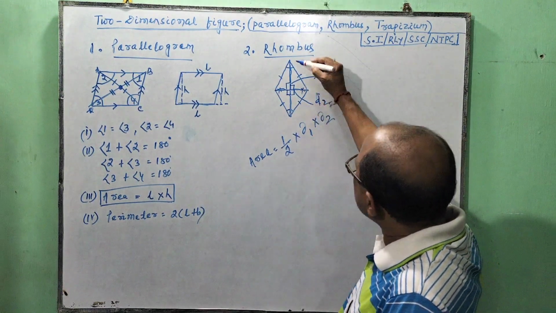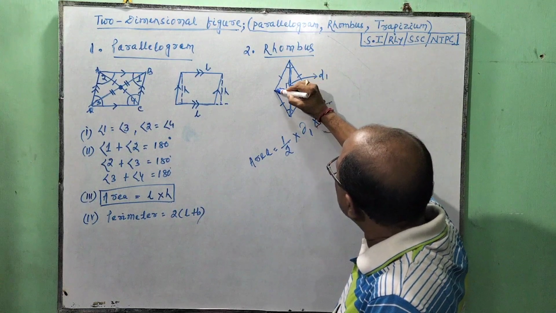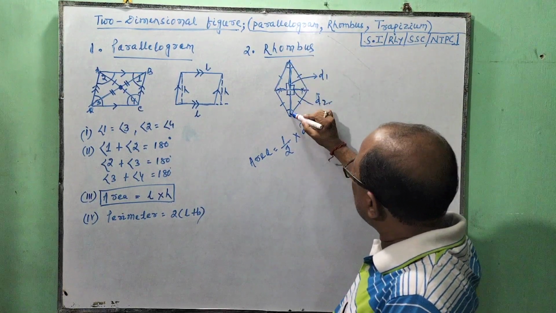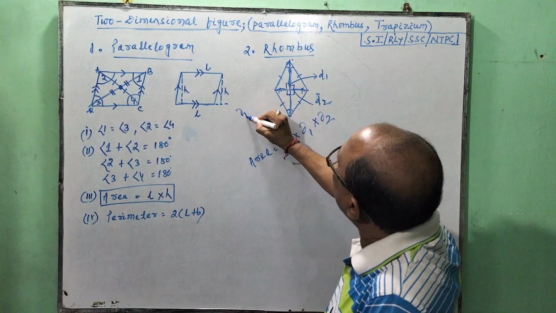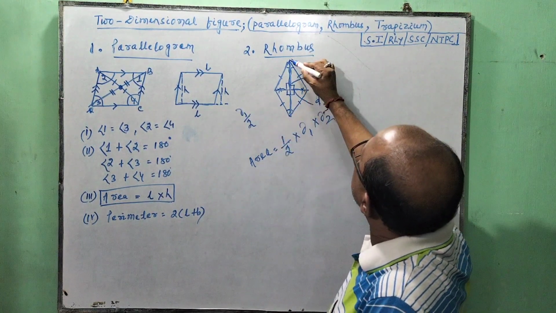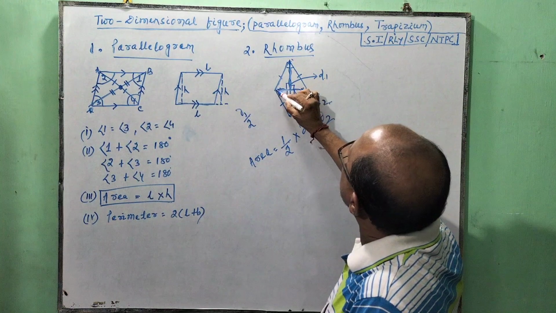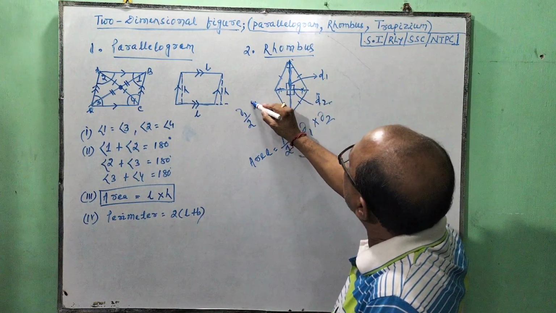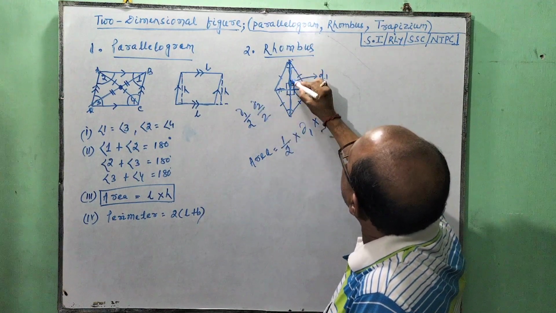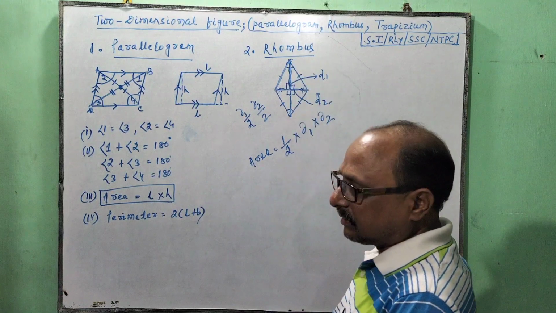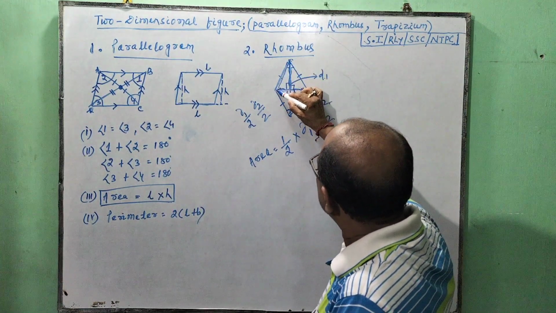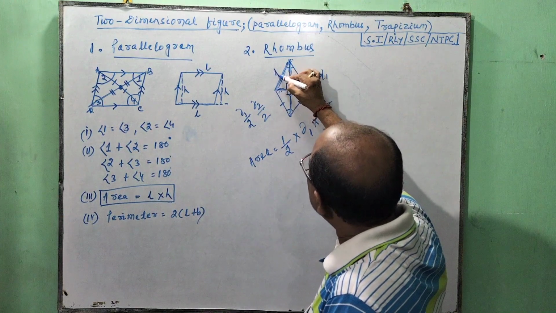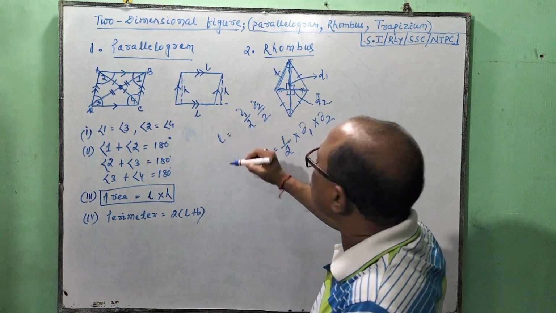So, this section, you look, the total is D1. So this section is D1 by 2. This section is D2 by 2. This is a right angle triangle. The formula of the right angle triangle, it is H. This one, H means this is the side of the rhombus.